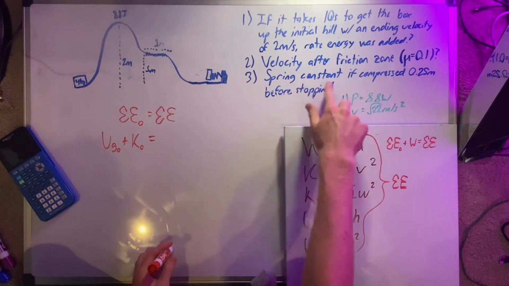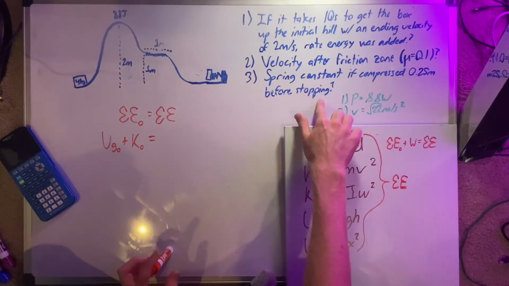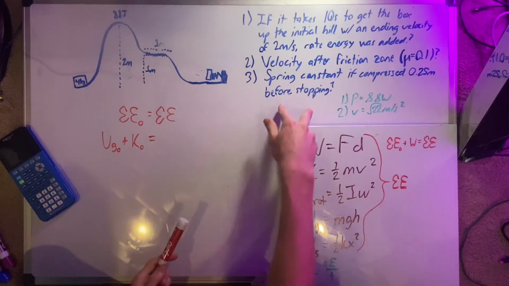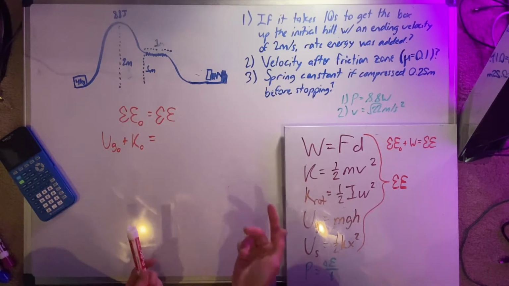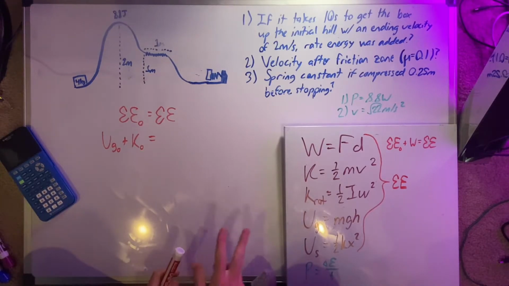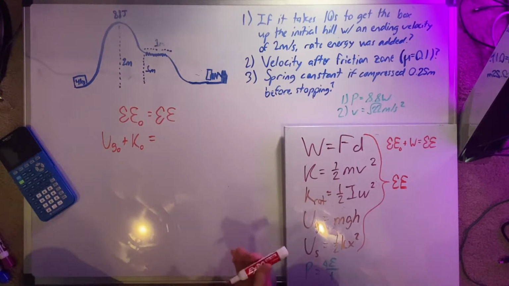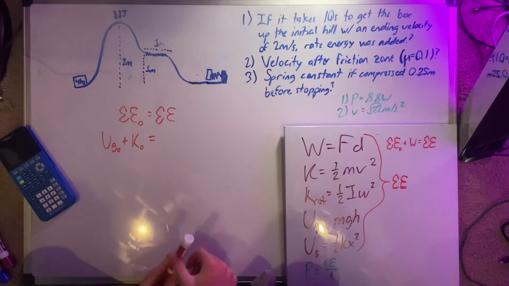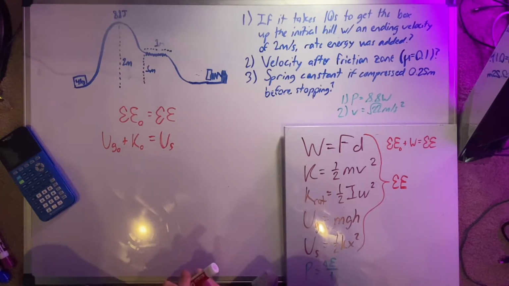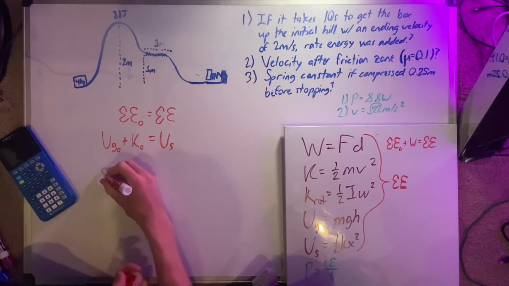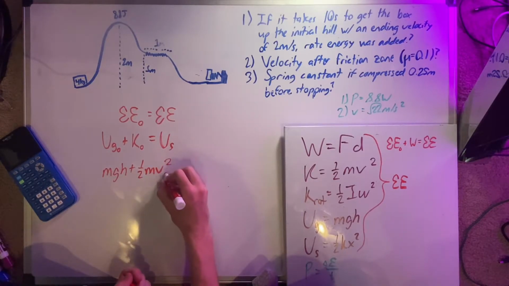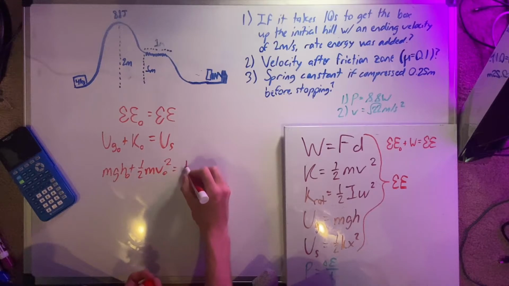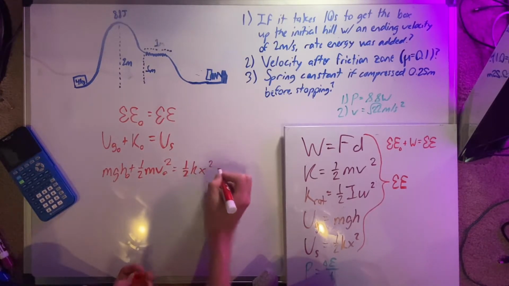Well, it says spring constant if compressed 0.25 meters before stopping. So that means it's going to stop at 0.25 meters, meaning it's not moving. Therefore, there's no kinetic, it's not rotating, no rotational kinetic. There's no gravitational because at this spring, it's at 0 meters above the ground. And of course, because we're compressing a spring, we now have elastic potential energy. So then we can simplify this all down and solve for it. So mgh plus 1/2 mv squared at that point is equal to 1/2 kx squared.